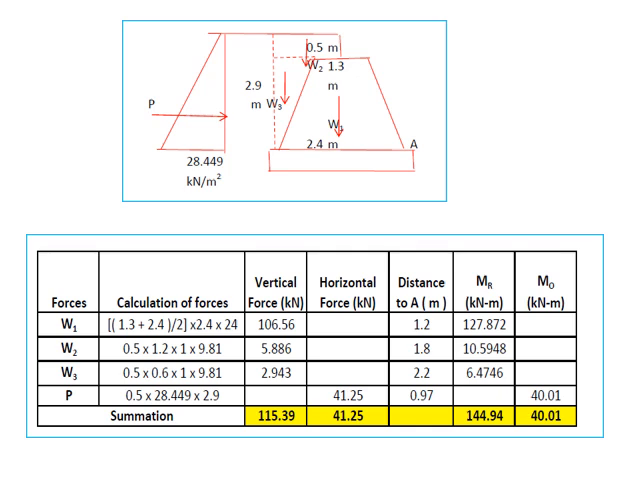So this is the section of the weir, which has a top width of 1.3, bottom width of 2.4, and height also 2.4 meters. So we get a driving head of 0.5 meters, and this level is the maximum water level.